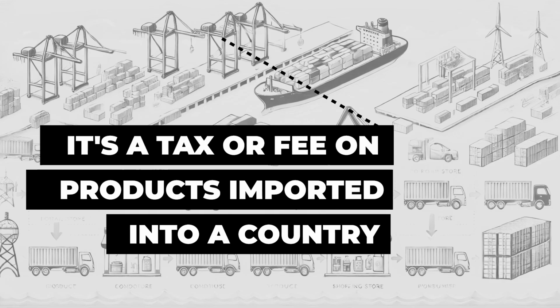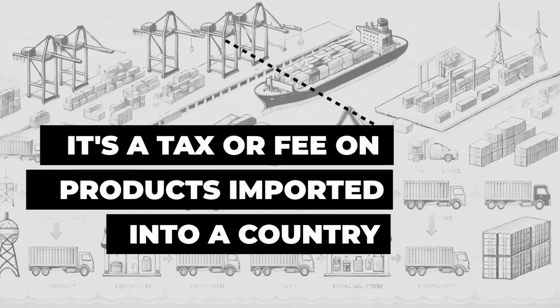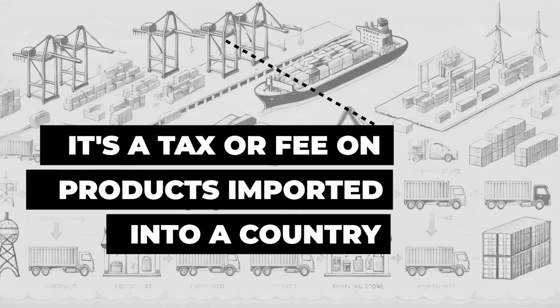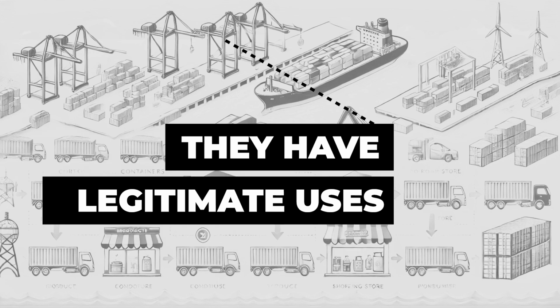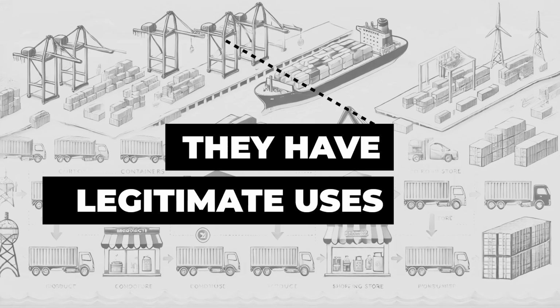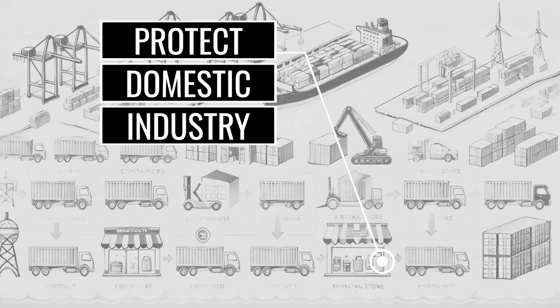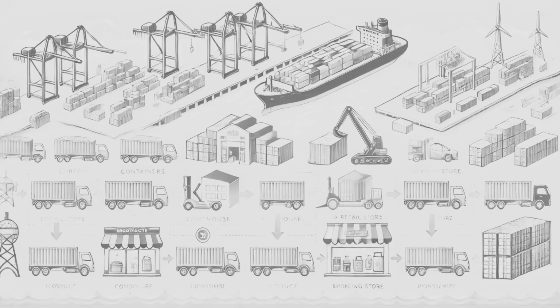For example, if a car manufacturer in Japan wants to sell its cars in the United States, the U.S. government might impose a tariff on each car imported. This could be a flat fee per car, or it could be a percentage of the car's total value. Tariffs are one of the oldest forms of trade regulation and are still widely used by countries around the world. Governments impose tariffs for a variety of reasons, including to raise revenue, protect domestic industries from foreign competition, and even as a tool in diplomatic negotiations.